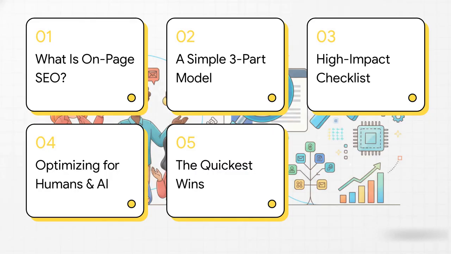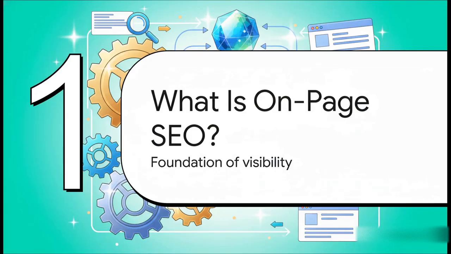All right, so here's our game plan. We're going to start with the absolute basics. Then I'll give you a really simple model to think about all this stuff. After that, we'll run through a high-impact checklist you can literally use today. We'll even peek into the future and see how this all plays into AI search. Sound good? Let's go.